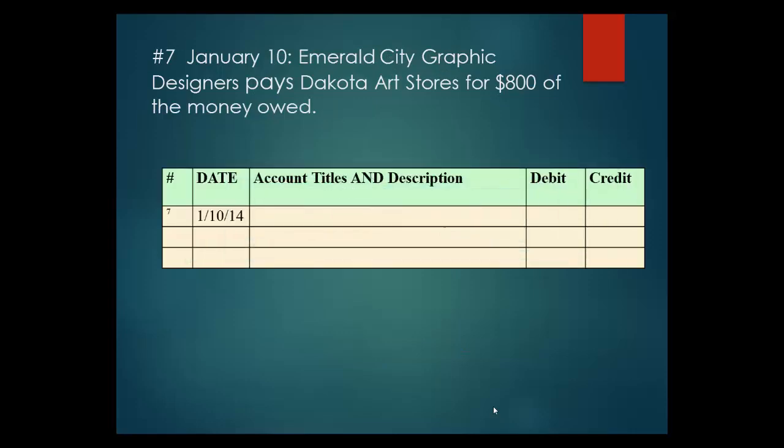Transaction 7. Emerald City Designer pays Dakota Art Stores for $800 of the money owed. Now remember, in an earlier transaction, number 5, we took delivery of $1,550 worth of supplies and we increased accounts payable. Now we're going to pay down that money, $800 of it. So we are going to reduce cash, and that will be for a credit. And we're going to reduce accounts payable, and we do that with a debit.